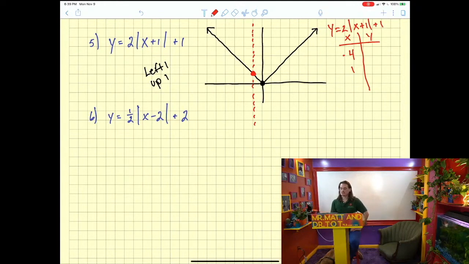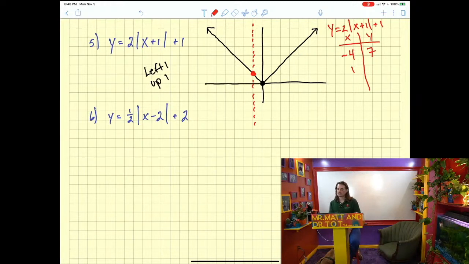So when x is equal to -4, I'd have -4 plus 1, that's -3. The absolute value of -3 is 3. 3 times 2 is 6. 6 plus 1 is 7. So when x is equal to -4, y is equal to +7. I'm just picking these numbers randomly; one is to the left of -1, that's my new vertex, and the other one is to the right of -1.